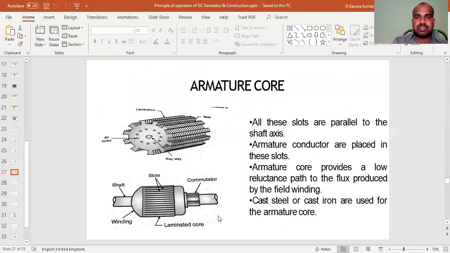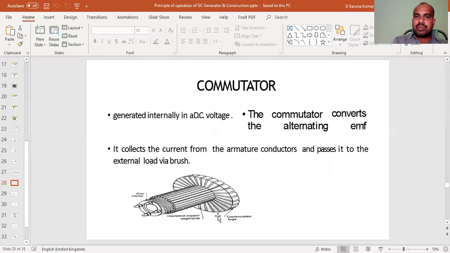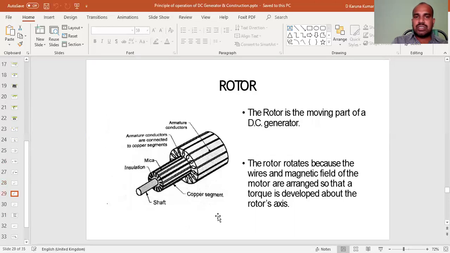The next one is the armature. The armature core has slots parallel to the shaft axis. The armature conductors are placed in these slots. The armature core provides a low reluctance path to the flux produced by the field winding. Okay. The next one is the commutator. The commutator collects the current from the armature conductors and converts AC to DC.